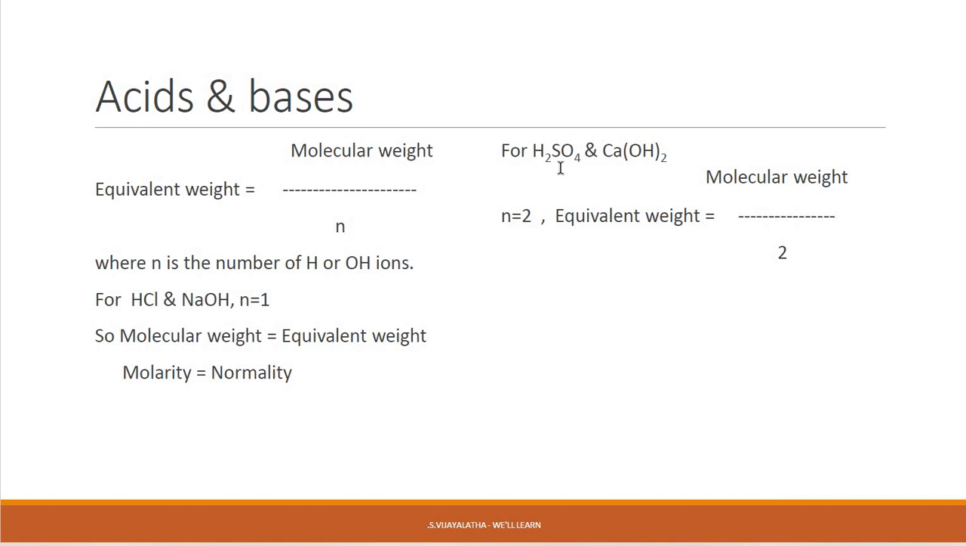Whereas if you take the case of sulfuric acid and calcium hydroxide, where we have two replaceable H+ and OH-, n is equal to 2. In this case, equivalent weight will be equal to molecular weight divided by 2. This is for acids or bases. For phosphoric acid, H3PO4, equivalent weight will be molecular weight divided by 3.